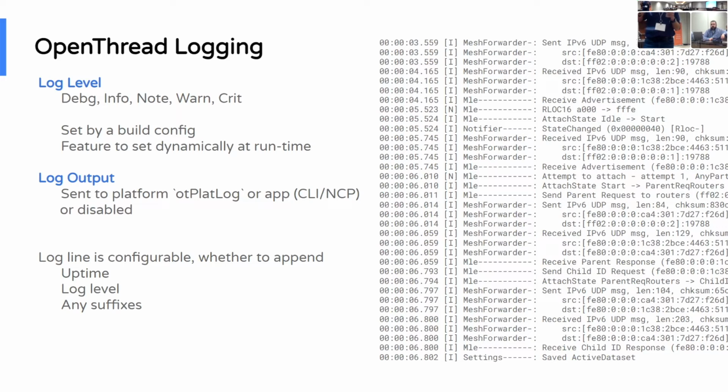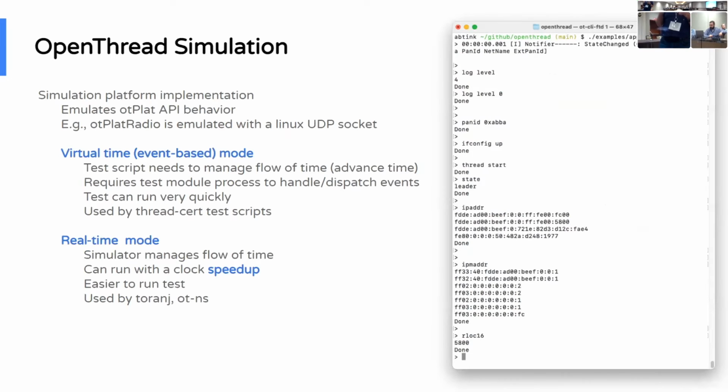That's very useful for testing. And then the log output itself can go to very different places. There's a lot of configuration of where you want the log to go, to the platform layer or to your app layer or to a different place, in different formats. And the log line itself is very configurable: what you want to include in it, append uptime, name of the module, stuff like that. Next slide.